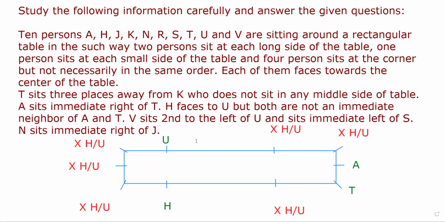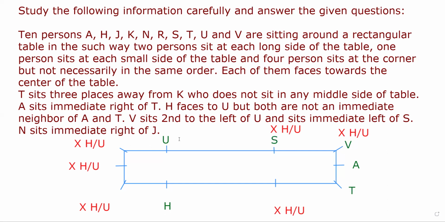Now, here it's mentioned that B sits second to the left of U. The left of U means this side. Second means this position will be B. Correct? So this position is for V. And we mentioned that B sits immediate left of S, which means S is to the right of B. That means this place is for S. Very easy. This place is for S.